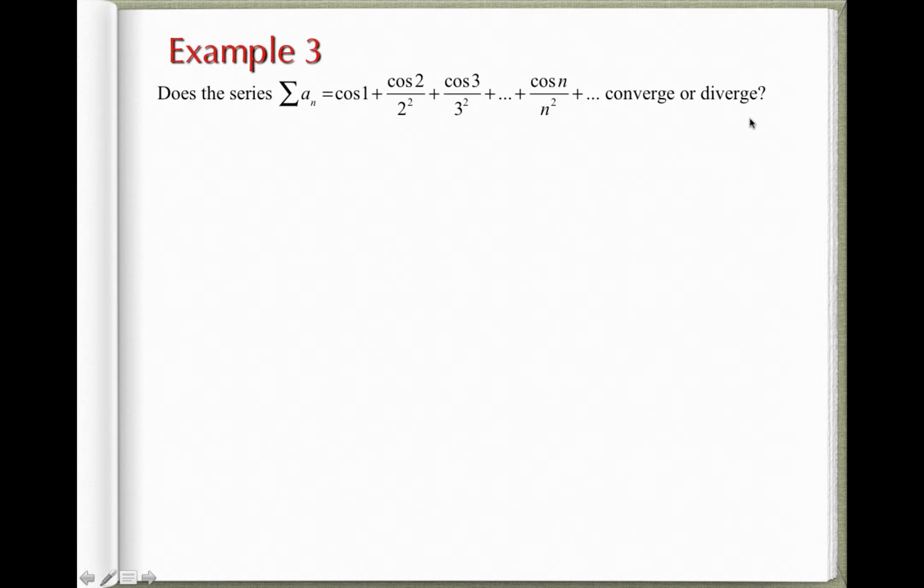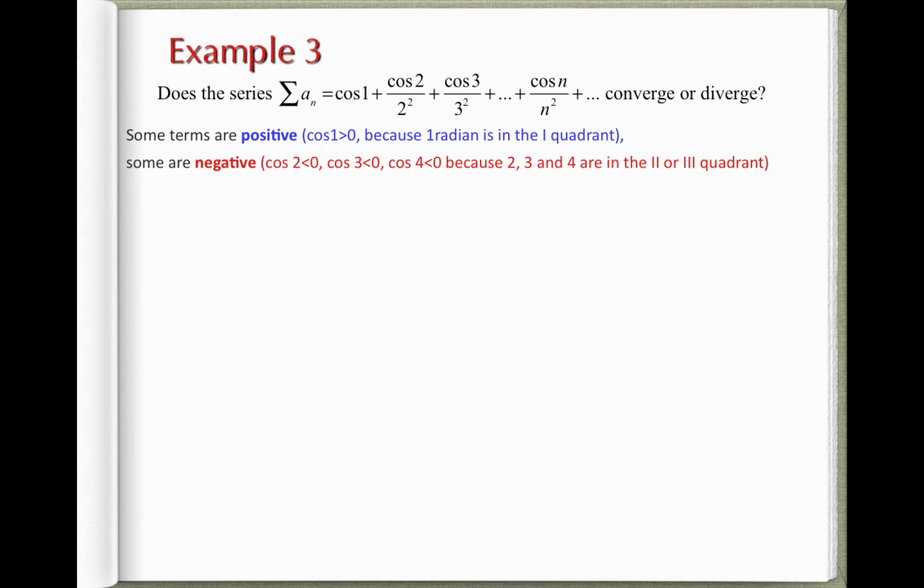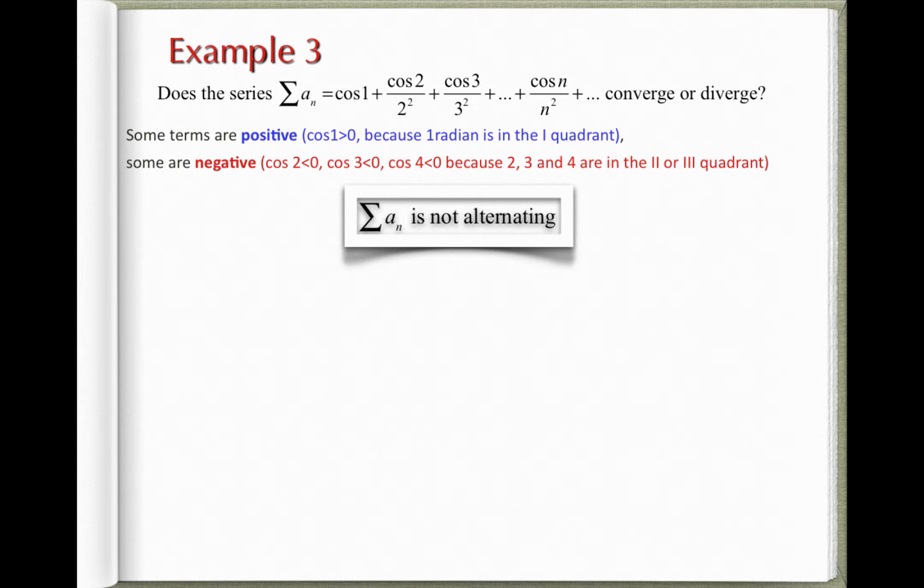Well, this is where it gets kind of odd. Some terms are positive because the cosine of 1 is greater than 0; 1 radian is in the first quadrant. Some are going to be negative. The cosine of 2 is less than 0. The cosine of 3 is less than 0. The cosine of 4 is less than 0, because these are all in the second or third quadrant. So we have positive, negative, negative, negative, and then it becomes positive and positive again. And so we have a series whose terms are sometimes positive, sometimes negative, and it's not alternating.